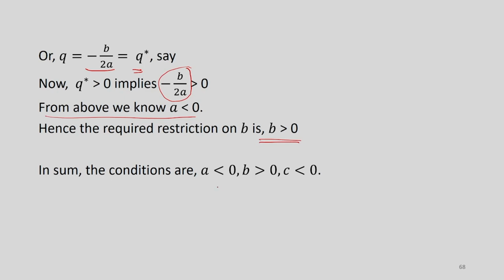So, putting all these things together, this is the set of conditions that we have got. A is less than 0, B is greater than 0, and C is less than 0. So, this is an interesting pattern that we are observing here, which is obtained from these three conditions, and this pattern is such that the signs are alternating, right, starting with a minus sign. Now, this is a very interesting property, and it will recur in many economic problems.